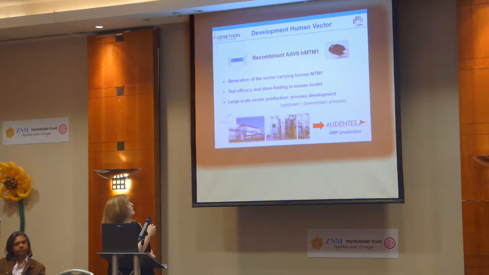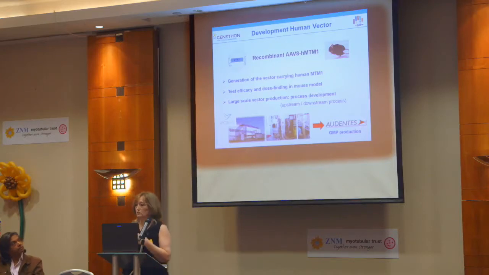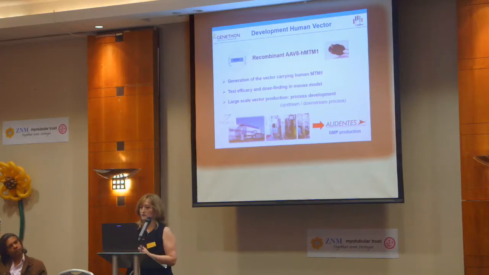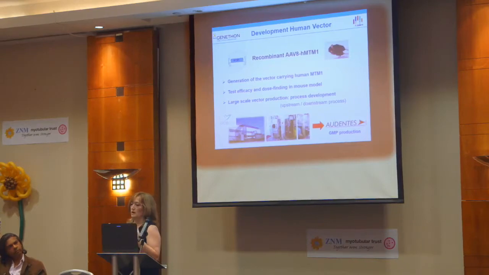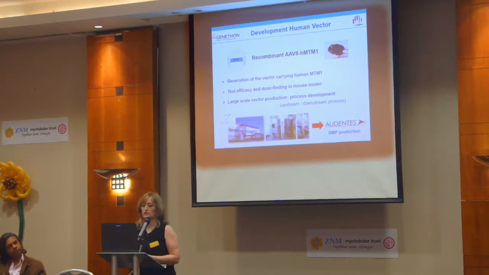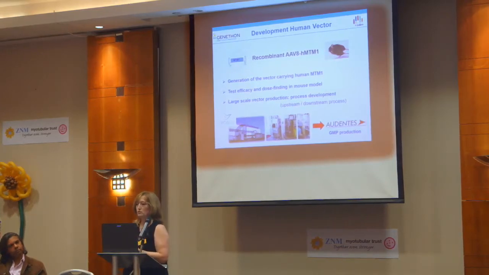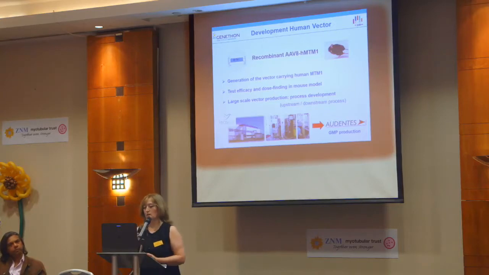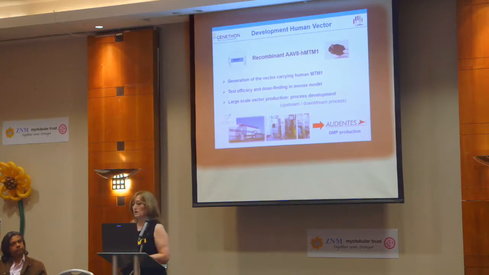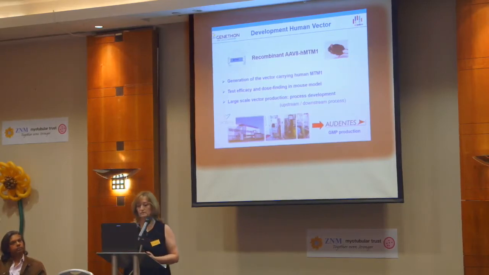So, as I said, at Genethon, in collaboration with Audentes, we worked on this human vector. We tested the efficacy. We tried to find the optimal dose by using the mouse model. And then we worked a lot in scaling up the production of this vector because, of course, we need a big amount of vector in order to treat patients. For that, we worked on what we call process development, upstream and downstream process. It is a way of optimizing the production in order to adapt it to a clinical trial. And then this procedure was transferred to Audentes in order to produce the GMP vector for the clinical trial.